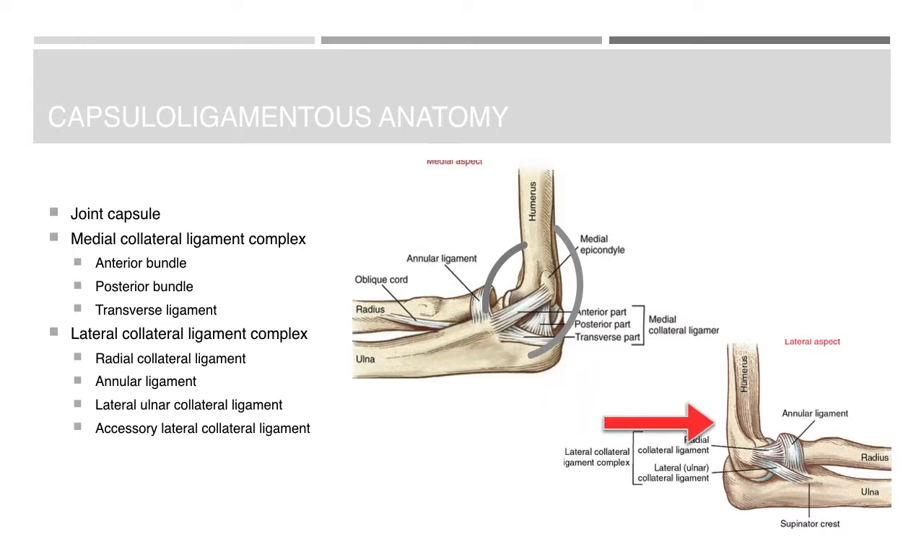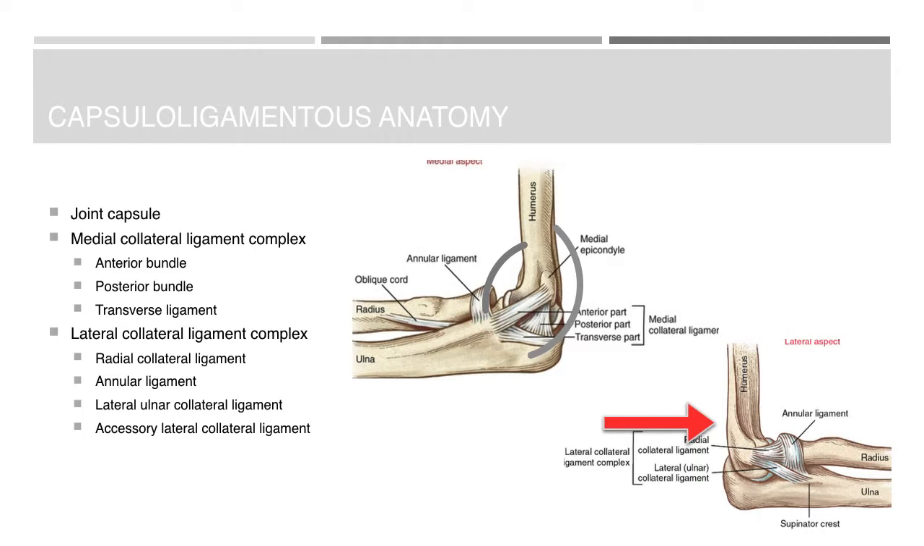The lateral collateral ligament complex comprises the radial collateral ligament, the annular ligament, the lateral ulnar collateral ligament, and the accessory lateral collateral ligament. The RCL inserts along the annular ligament, and the LUCL inserts onto the tubercle of the supinator crest of the ulna, which was pictured on the osseous anatomy slide. The LUCL is fundamental to the trochlear greater sigmoid notch congruity, and both ligaments resist various forces across the elbow.